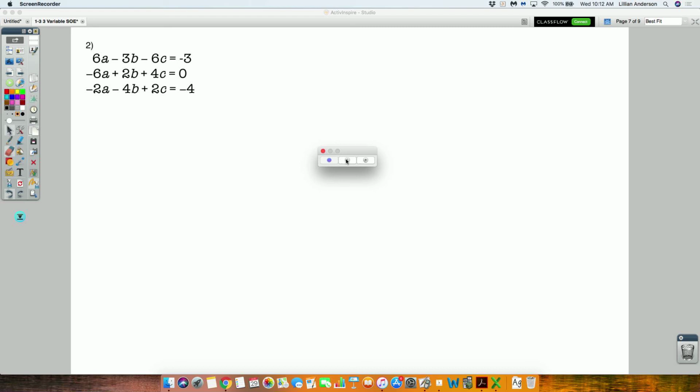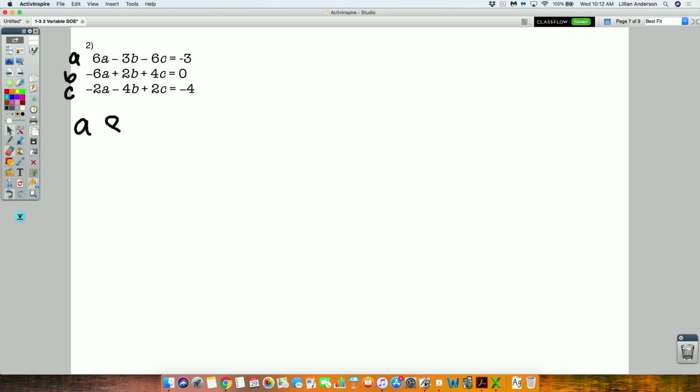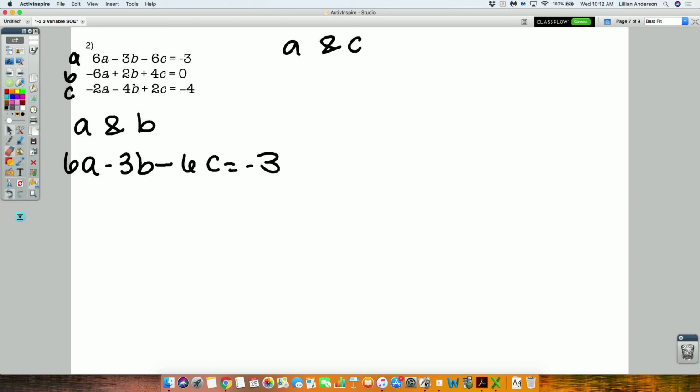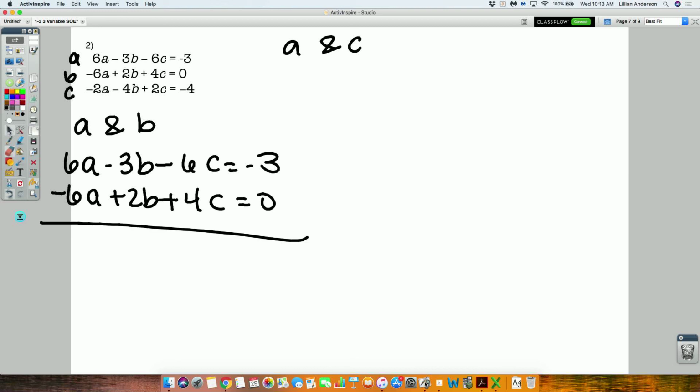So I think everyone eliminated A. If I label these A, B, and C, which 2 equations are we going to use? If I use A and B and then A and C, okay, cool. So that's going to be 6A minus 3B minus 6C equals negative 3. As we can see, our A's already canceled out. We don't have to multiply by anything. This becomes a negative B minus 2C equals a negative 3. There's one of your equations.